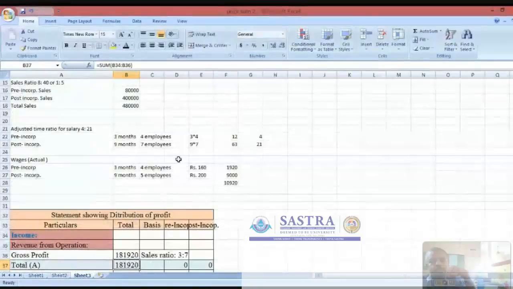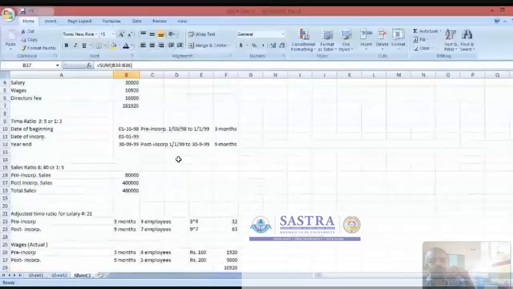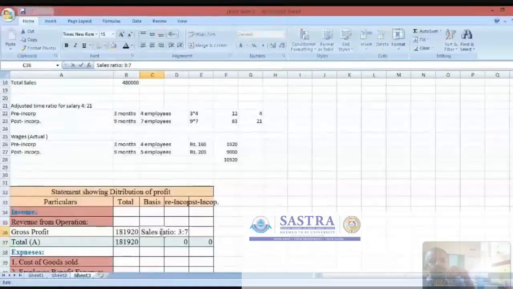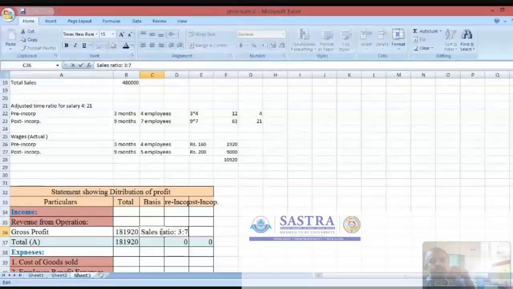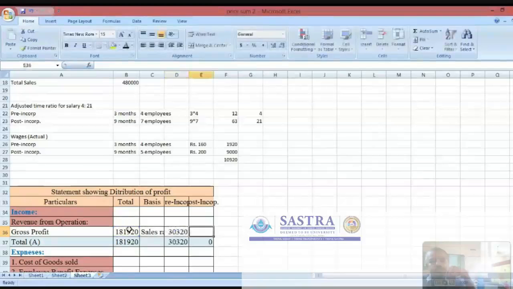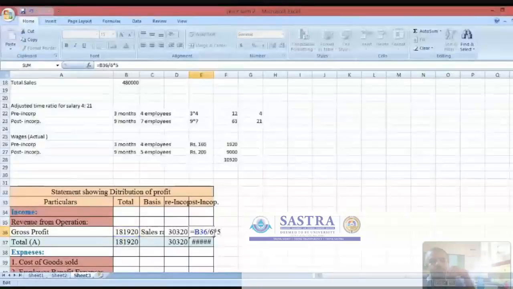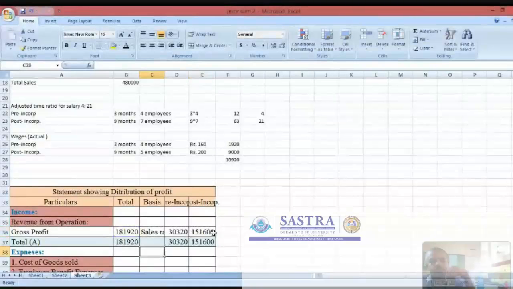What is the sales ratio? Sales ratio 1:5. So this amount 1:5, divided by 6, into 5. Okay, this is with regard to gross profit.